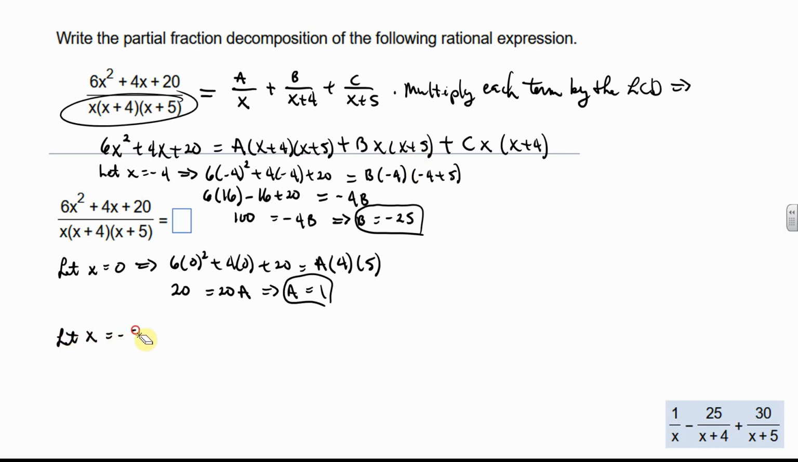Let x equal to negative 5. So start with the left side, plug in x to be negative 5. 6 times negative 5 squared plus 4 times negative 5 plus 20. Now, for the terms for x plus 5, if I put in a negative 5, it's going to be 0. So a and b go out. So all I have left focus is on that c. So this is c times negative 5 plus 4.